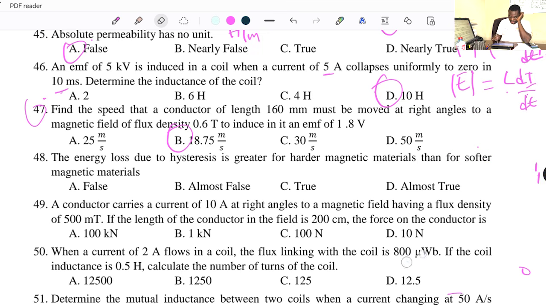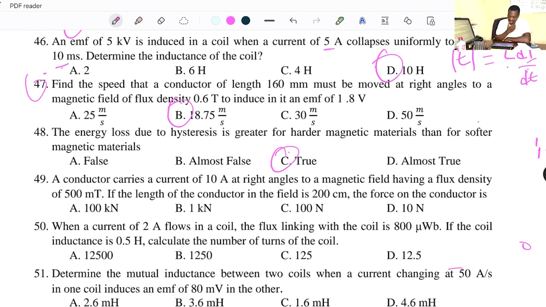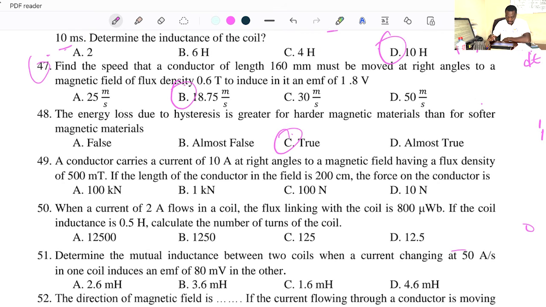Moving on to question 48. The energy loss due to hysteresis is greater for harder magnetic material than for softer magnetic material. The answer here is true, right? Because when you have a hard ferromagnetic material, it tends to have a large hysteresis loop. That is associated with a very huge loss of energy, right?